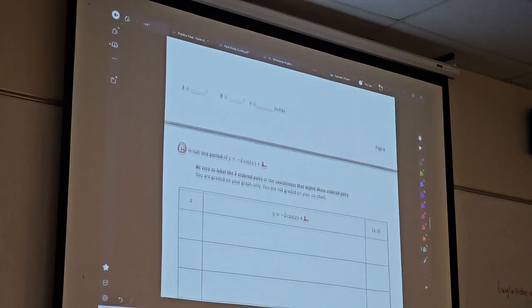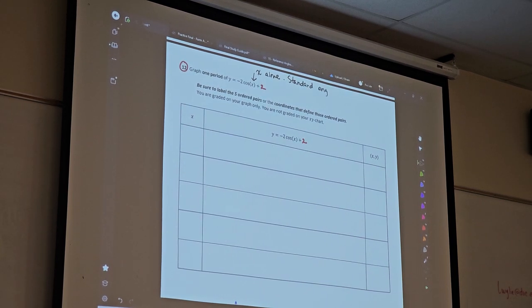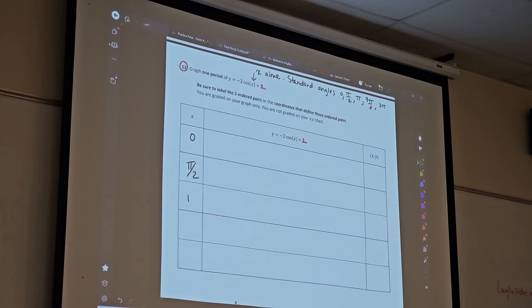15 minutes, beautiful. So you're graphing. When X is by itself, X is alone, you got your standard angles. 0, pi halves, pi, 3 pi over 2, 2 pi. We love that.